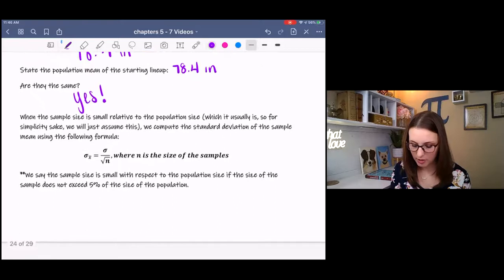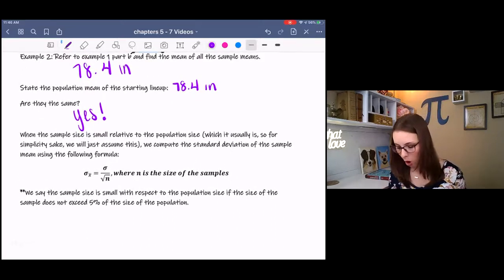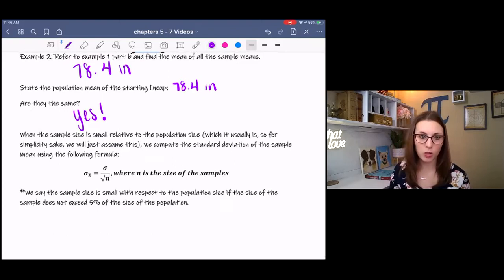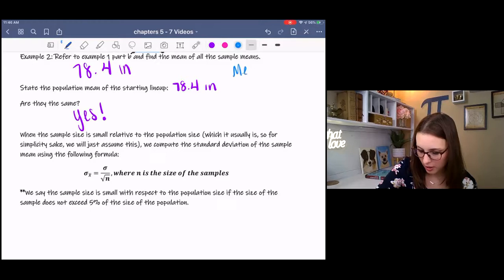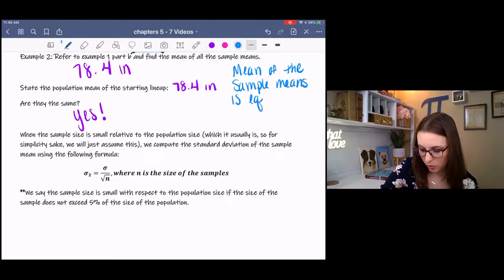Okay. When the sample size is small relative to the population size, which we're going to assume it pretty much is, because the basketball example was not really the true population. It was just used to help us arrive at this conclusion that the mean of the sample means is going to be equal to the population mean. So let me write that down because it's kind of weird wording. The mean of the sample means is equal to the population mean.